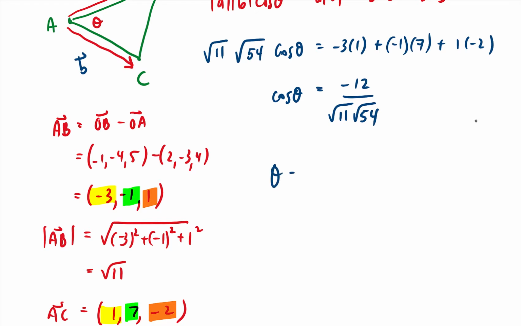And now we can find the angle between the two vectors, or angle A. So that would be the cos-inverse of -12 over the square root of 11 times the square root of 54. And using your calculator, you can approximate this angle to be 119.5 degrees.